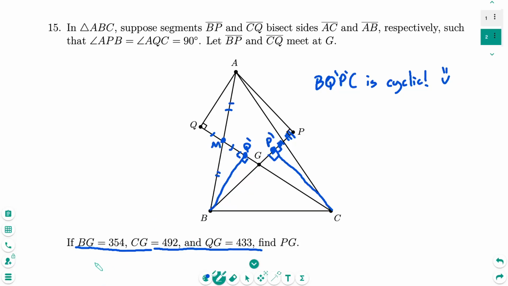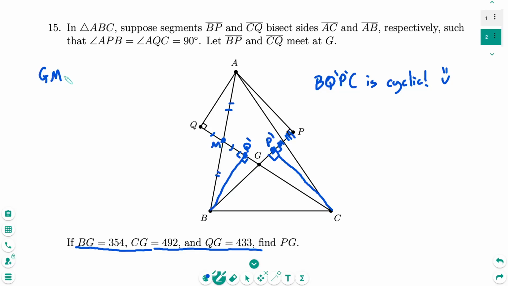So let's once again look back at the information we were given initially. We're given that BG is 354. That's one of the parts of a diagonal in the cyclic quadrilateral. What we really want to find is, we're given GQ and we want to find GQ prime. How are we going to do that? Well, you may recall that in a triangle, the medians cut each other in a 2-to-1 ratio, and that's going to be very helpful here. Since we know that CG is 492, it's going to follow that, okay, I'm going to write it up here.